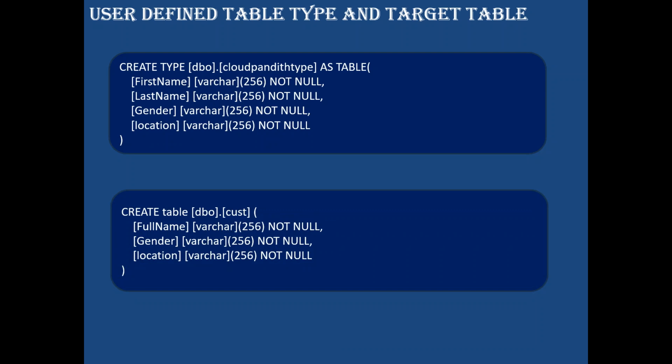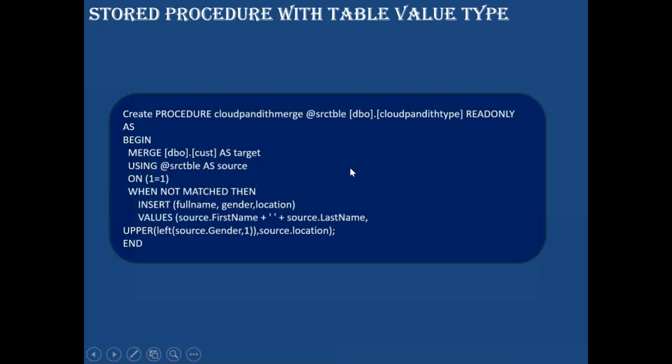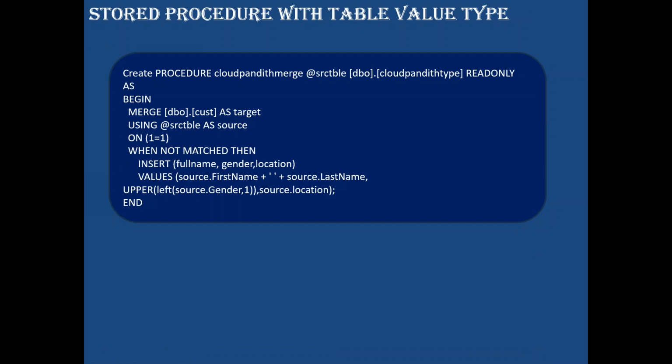Next, I am creating a target table because the target table should have the full name, gender, location. Full name should be a combination of first name, last name. Gender should be the first character in uppercase. So gender I'll transform, and location I'll load as is. Now whatever source data is there in a CSV file, I will be loading into this particular table type. Once I load it into the table type, from the table type I want to load data into this particular final table. In order to load data from this table type to the final table, I have implemented one stored procedure which I will be using in the sink side of the copy activity.